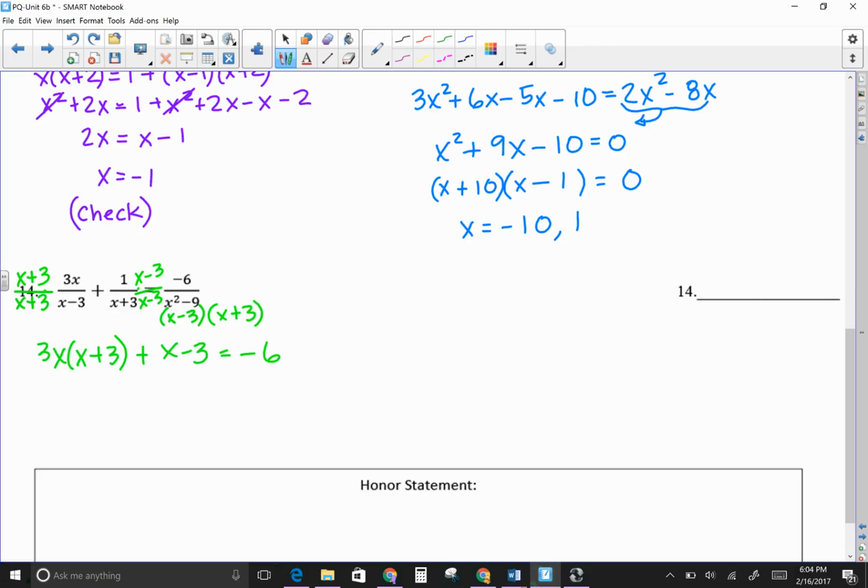So I'm going to distribute to get rid of my parentheses. 3x squared plus 9x plus x minus 3 equals negative 6. I'm going to clean that up. It's squared, so I need to bring it all to one side. So 3x squared, 9 plus 1 is 10, and if I add 6 to both sides, that's going to give me plus 3.